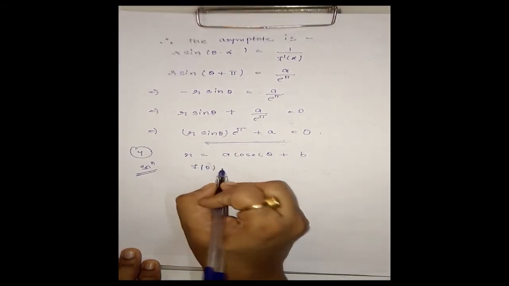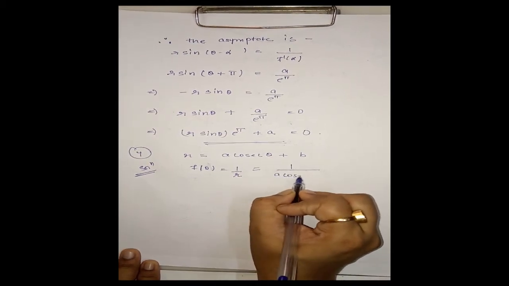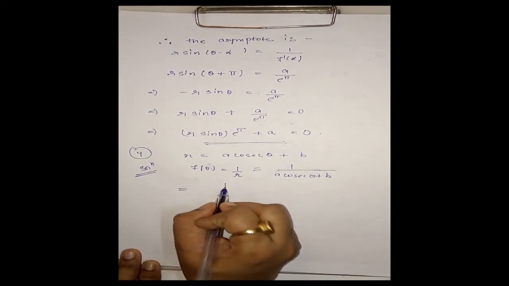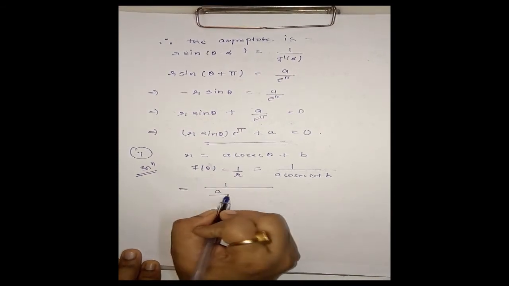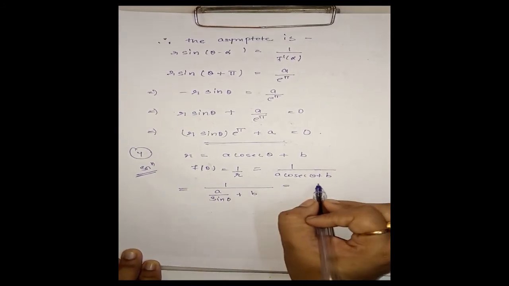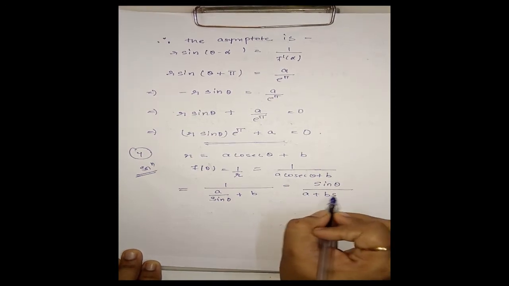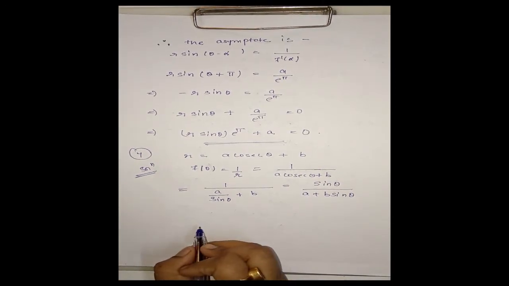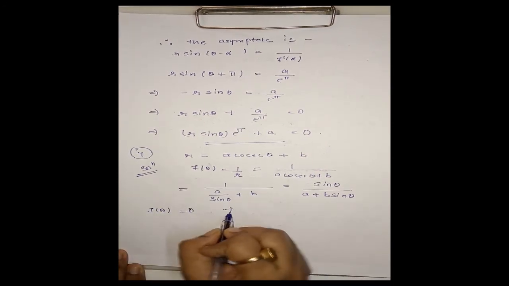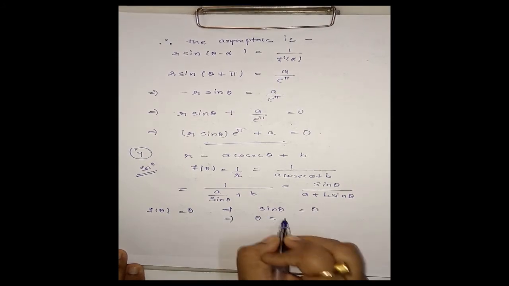Here f theta is equal to 1 by r, that is 1 upon a cosec theta plus b. Now we know cosec theta is 1 by sin theta. This can be written as a by sin theta plus b, which on simplification will give us sin theta upon a plus b sin theta. Now f theta is equal to 0 will give us sin theta is equal to 0. That means theta is equal to n pi.